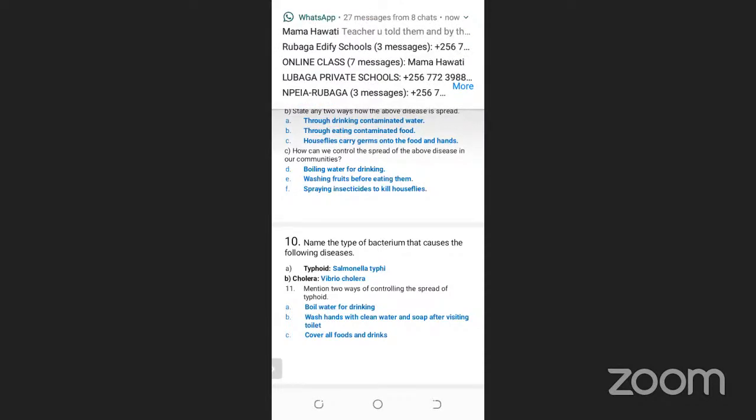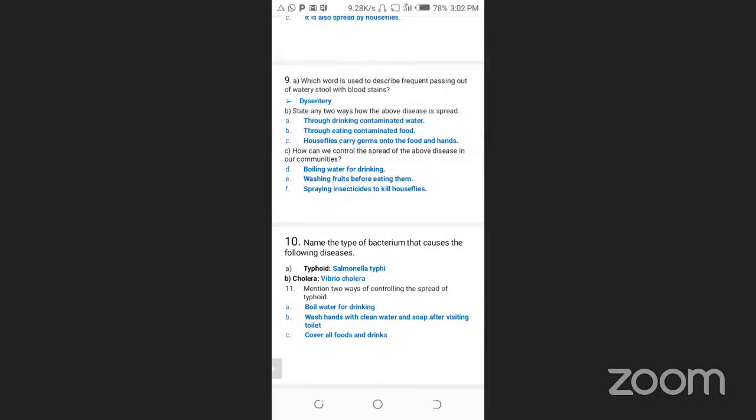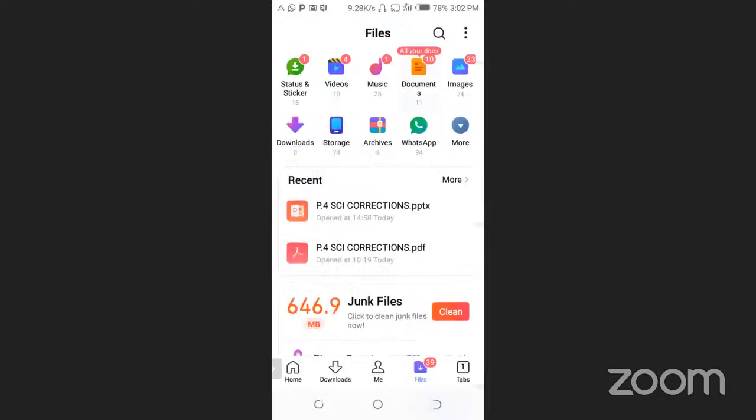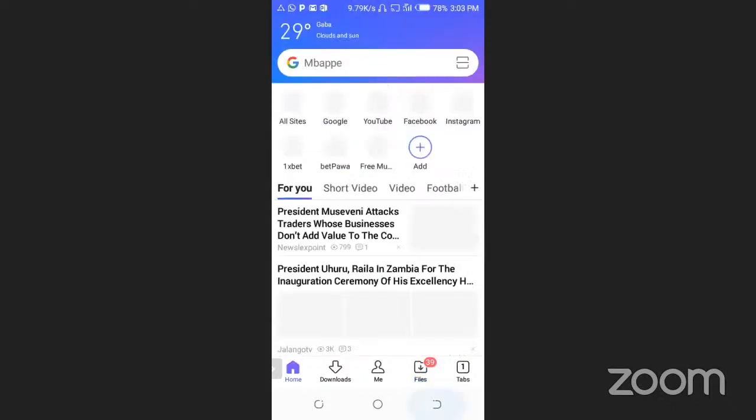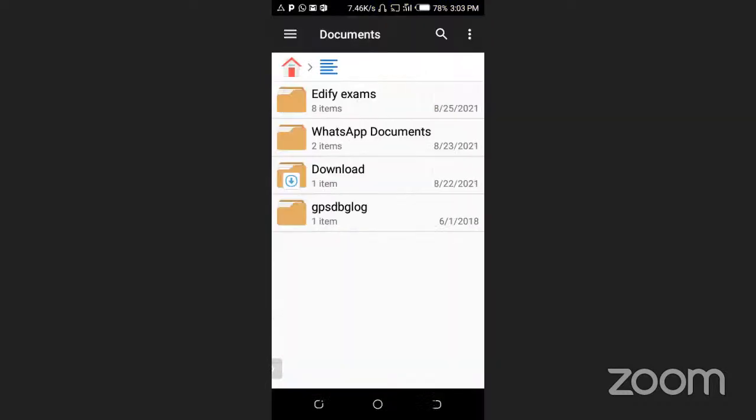So this is where we are going to stop. I will put the corrections in Google Classroom so that we are able to find these corrections there.